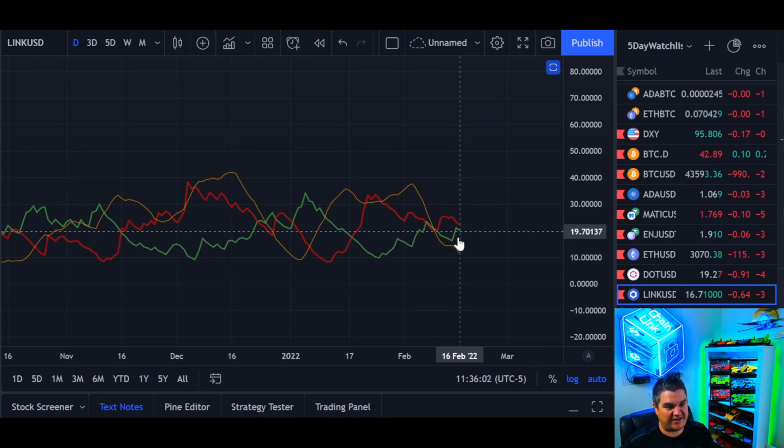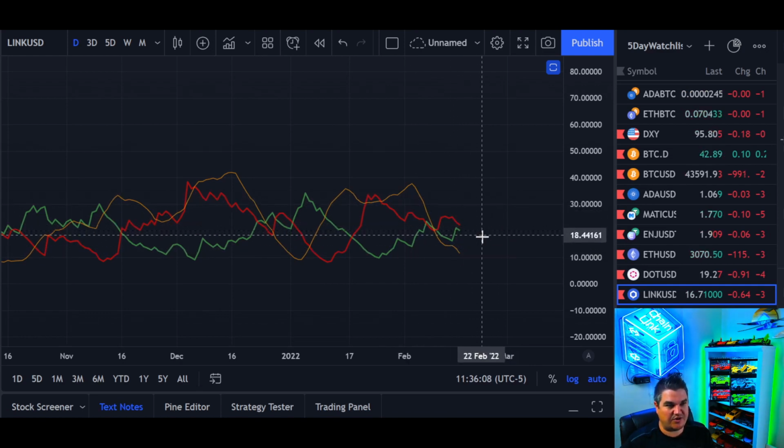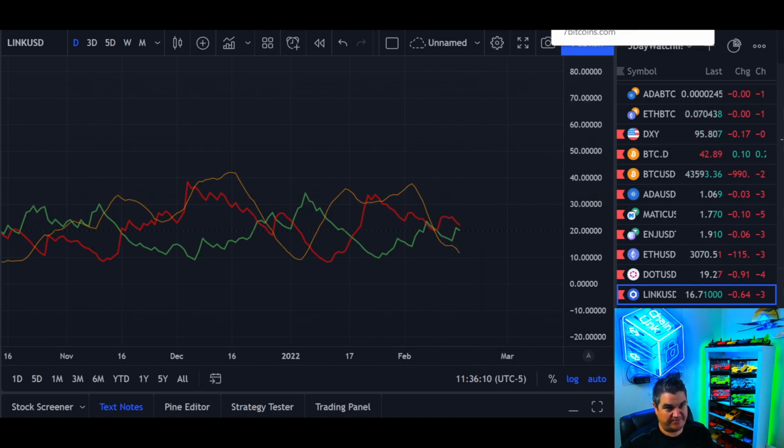So we're close, we're battling, but even if we get across now, we need to see the ADX curve back up. We need to get strength, so that's what we're watching in the short term.